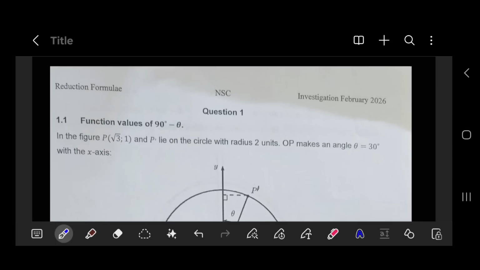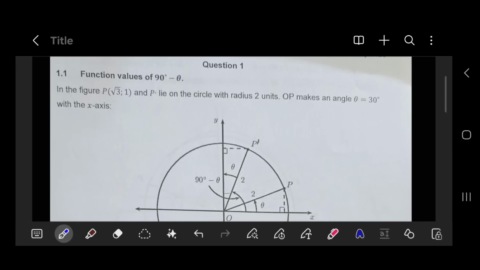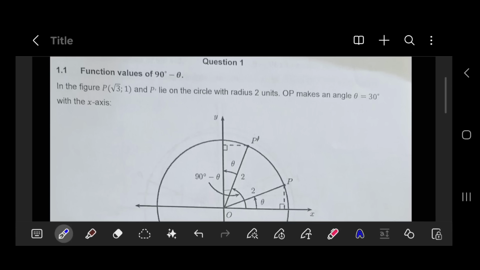1.1 says function values of 90 minus theta. It says in the figure, P is (square root of 3, 1). Notice that they have given you the coordinates of point P. And P with the apostrophe, we can call it, I'm not going to call it P prime, okay? That comes from grade 12. But let's just call it P apostrophe. It's actually the image of P, so you can call it that as well. Lie on the circle with the radius 2 units. OP makes an angle of theta, which is 30 degrees, with the axis.